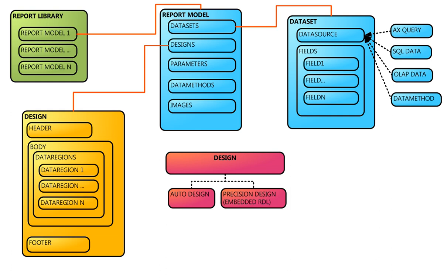So in both these cases, RDL is created. In the auto design case, the RDL is fully created from the auto design. From the precision design, this fragment of embedded RDL is combined with the other information we have in these shared components, and the final RDL is rendered. In both cases, we either preview that RDL in Visual Studio, or, as I'll show you later on, it is deployed to the report server and then rendered.